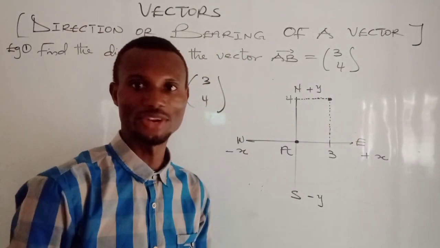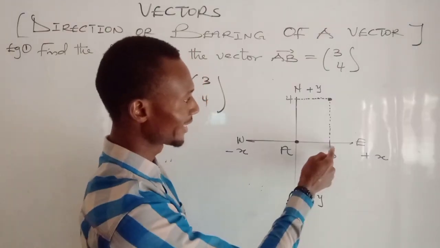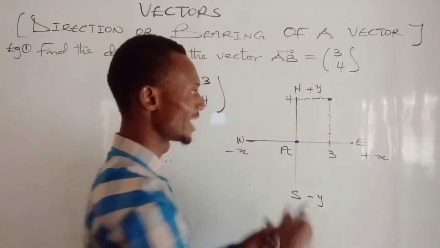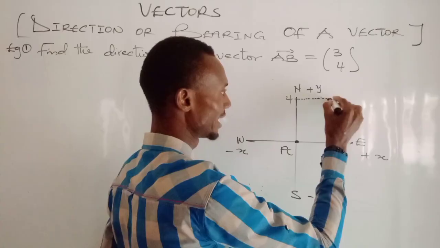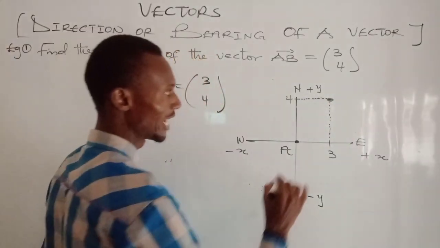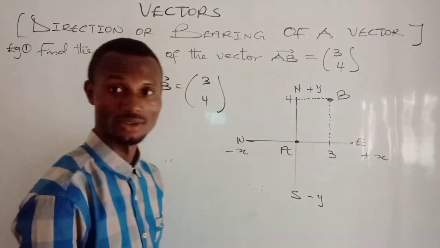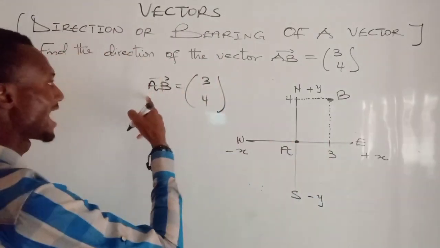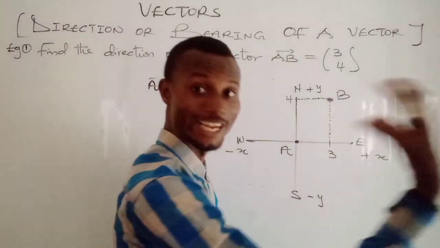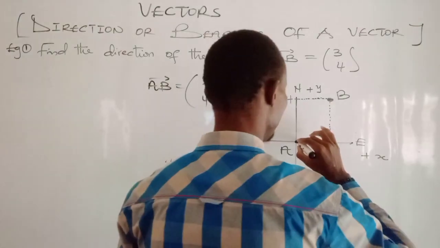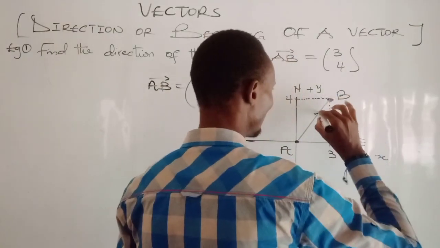Okay, I hope you can agree with me. Check it very well. The 3 and the 4, this is the point that they meet. Okay, they meet at this point. So I'm going to have this point to be my B, because we have vector AB moving from A to B. So I have my vector AB like this.